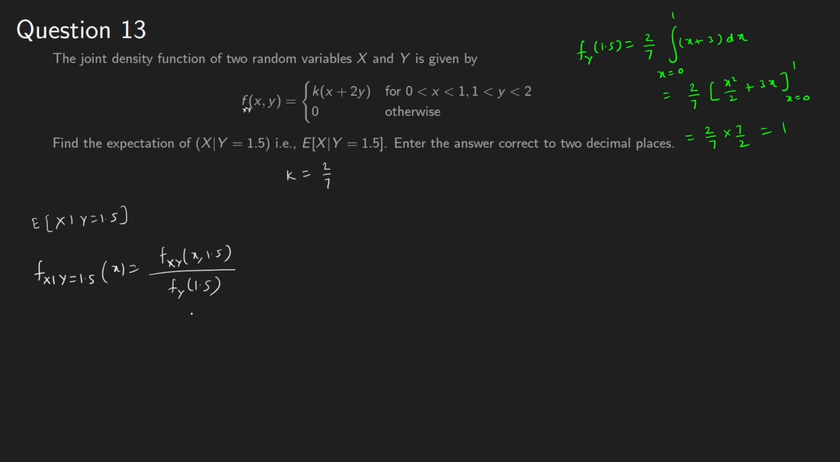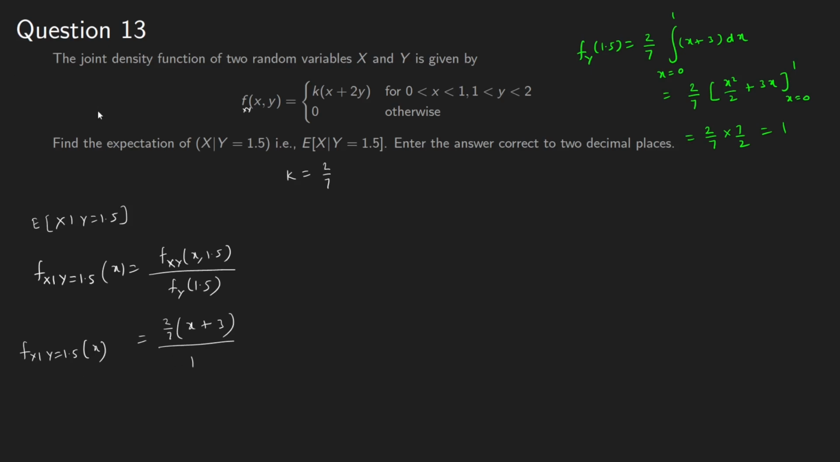So now we can find out the conditional PDF very easily. In the numerator we will put the joint PDF. It will be 2 by 7 times x, we will leave as it is, x plus 2y. 2y means 3, and the marginal of y at 1.5 is equal to 1. So this is the PDF of x given y has taken value 1.5, the PDF of the conditional random variable that we have found out.